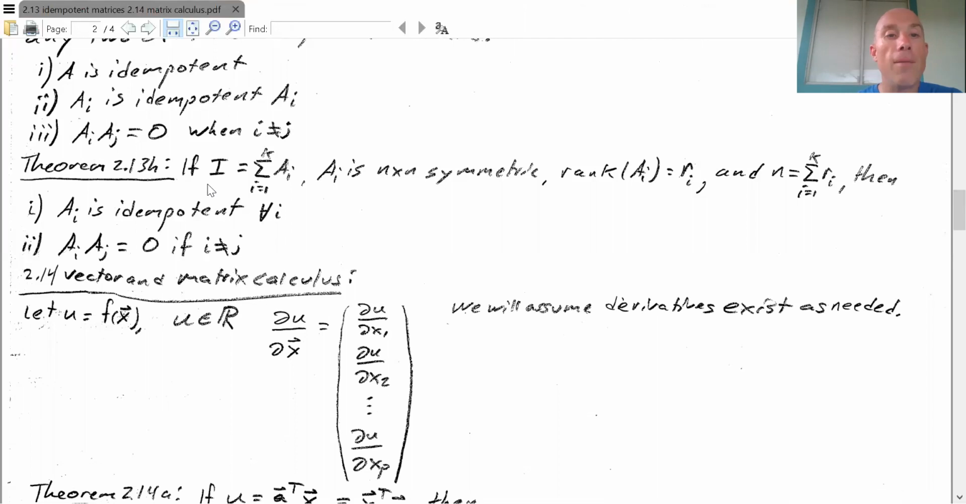Now, if I is equal to the sum of some symmetric matrices, and the rank of each of the addends is R sub i, and n is equal to the sum of the ranks, then first and foremost, each A sub i is idempotent for all i, and the product of any two distinct ones is going to be equal to the zero matrix.